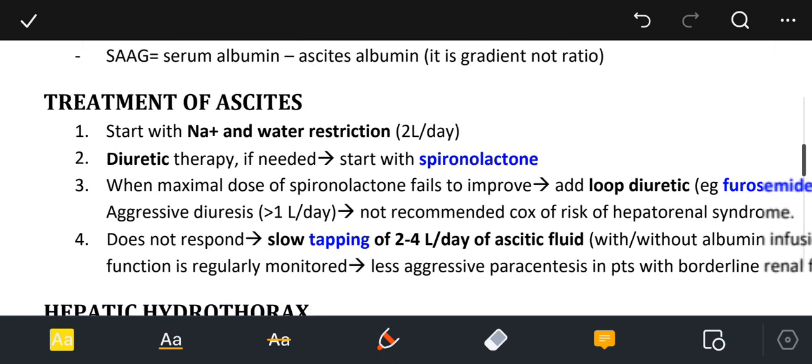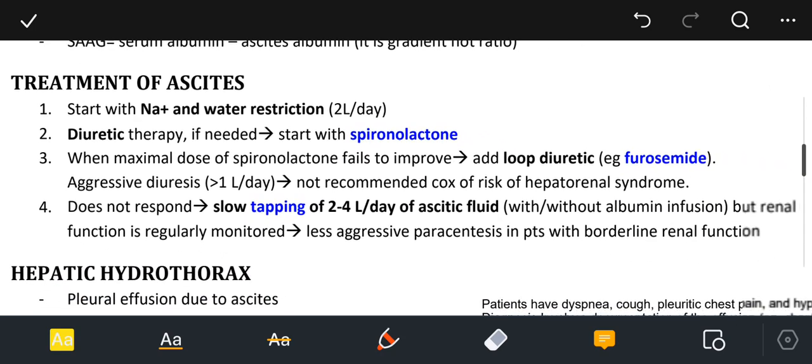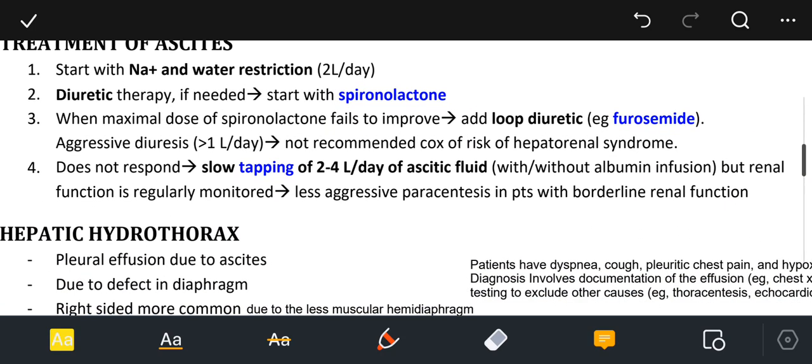Then treatment of ascites: sodium restriction and water restriction, 2 liters per day. Direct diuretic therapy if needed, starting with spironolactone. When the maximal dose of spironolactone fails to improve the condition, add a loop diuretic like furosemide. Aggressive diuresis of more than 1 liter per day is not recommended because of the risk of hepatorenal syndrome. So we can't give aggressive diuresis because there is a chance of hepatorenal syndrome.